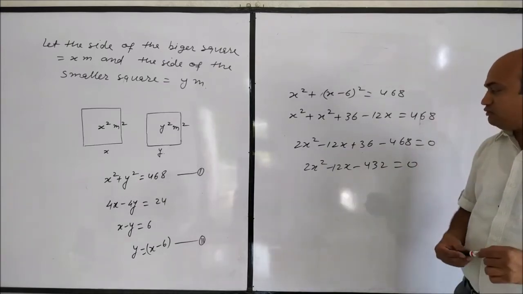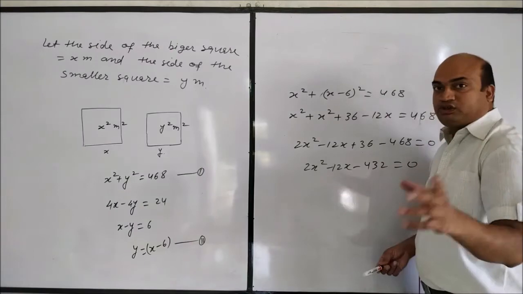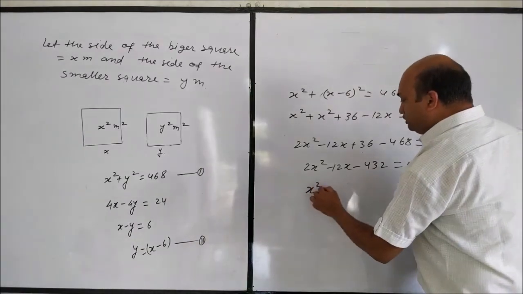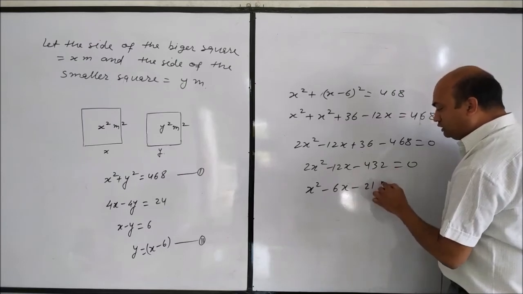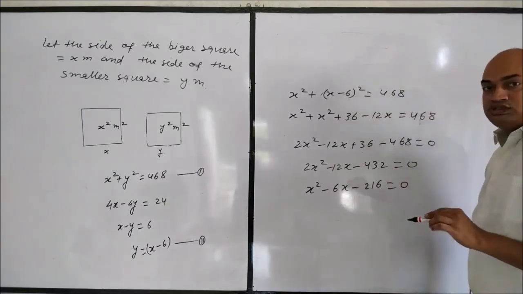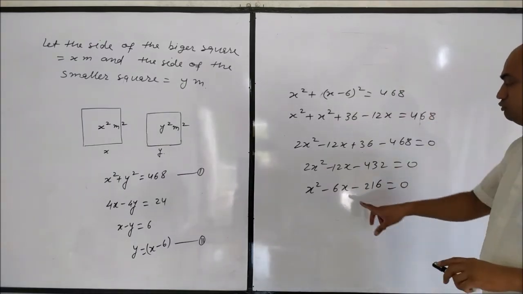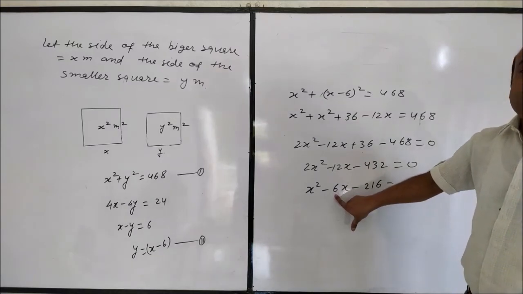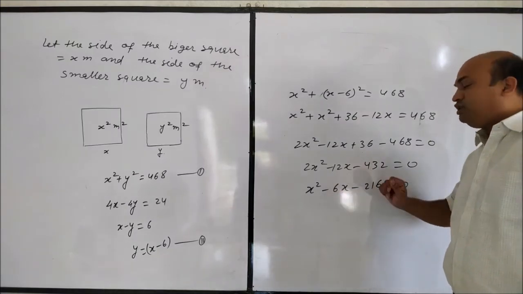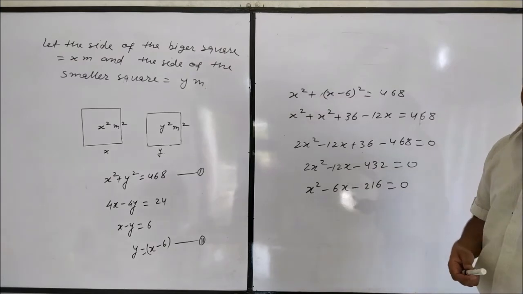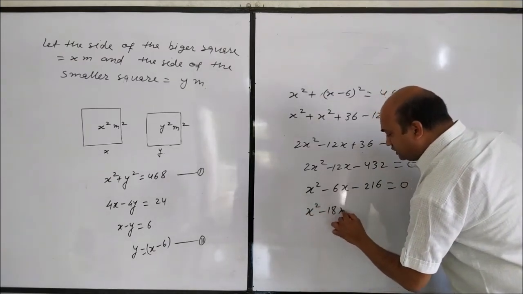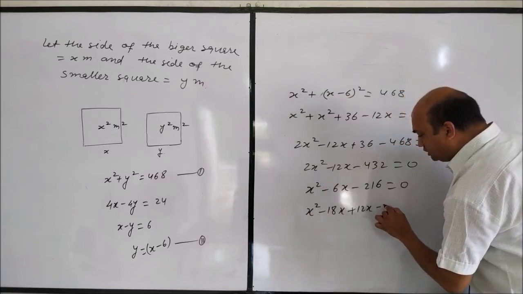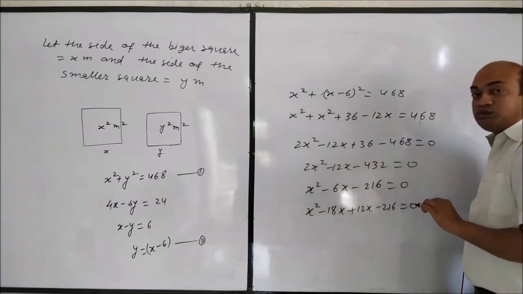This is the quadratic equation. All the terms are divisible by 2, so we divide by 2. It will be x square minus 6x minus 216 is equal to 0. Now we obtain two numbers. Their difference should be 6 and product should be 216. Such two numbers are 18 and 12. We can write as x square minus 18x plus 12x minus 216 equal to 0.